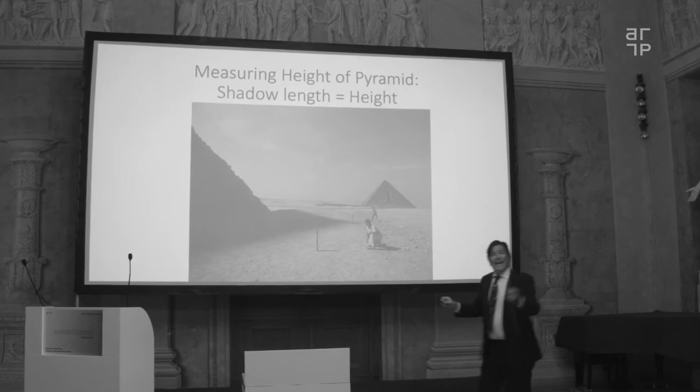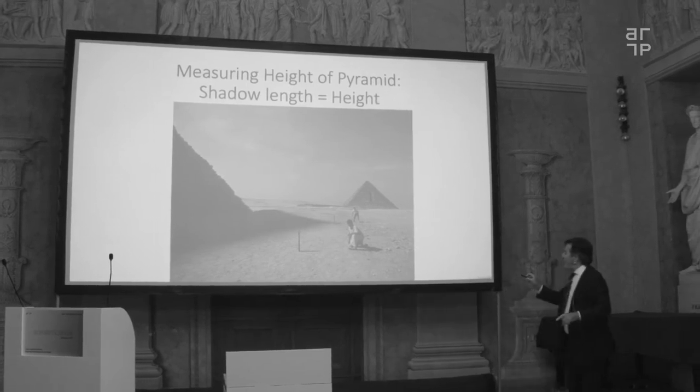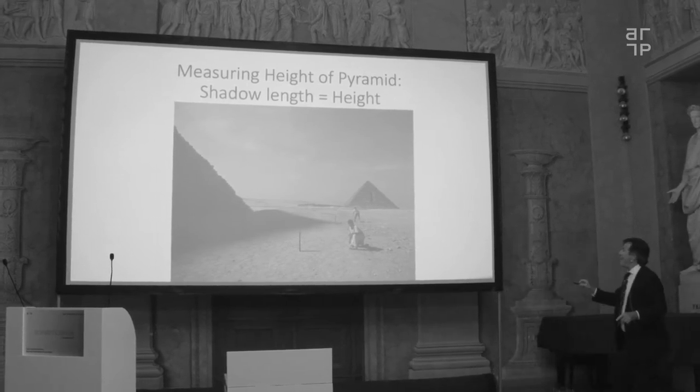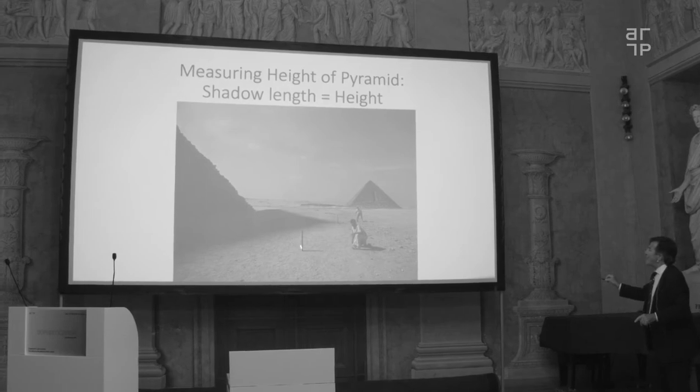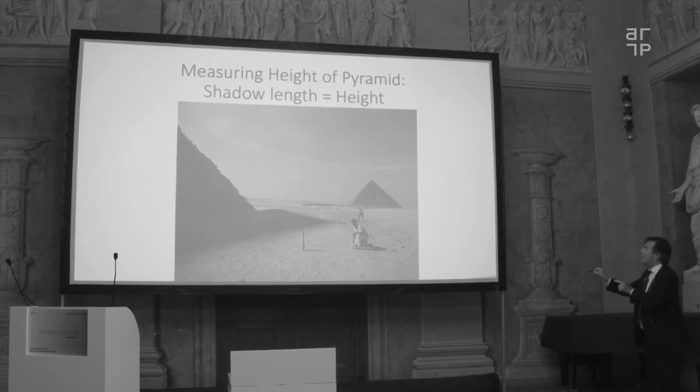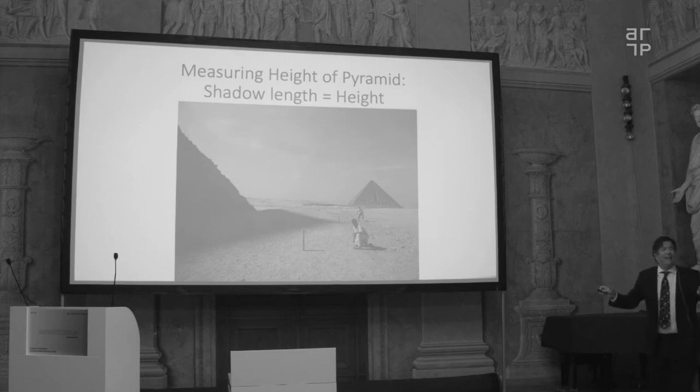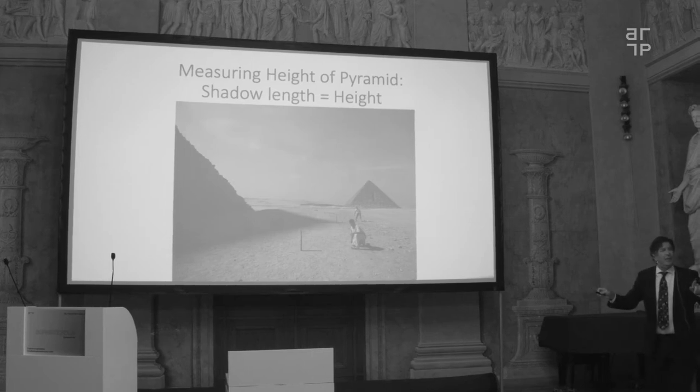So now, he measured the height of the pyramid at a time of day when the shadow equals the height. The only way he could know that it was time to make this measurement is he had a gnomon in here and he could see that this shadow was equal to this height. I hope someone in the question period will ask me about this. This is a much more complicated story.